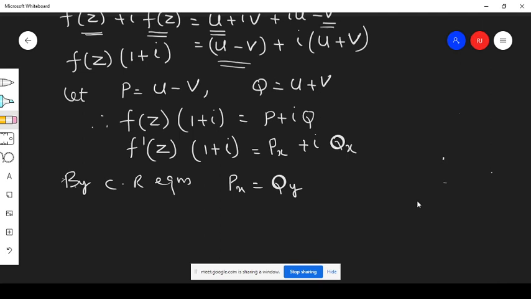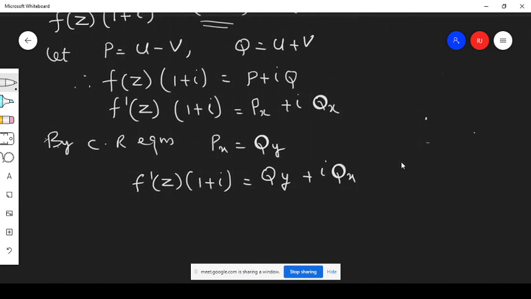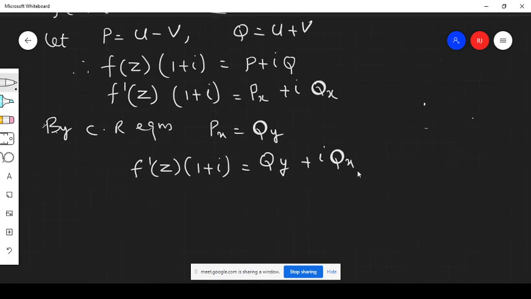Therefore f'(z)·(1 + i) is equal to, instead of px I will write qy + i·qx. Then can you solve this now? Say yes or no? Yes. Why? Because this is now the same as uy + i·ux. The only difference is that in place of u and v you have q and p. So the procedure is the same.